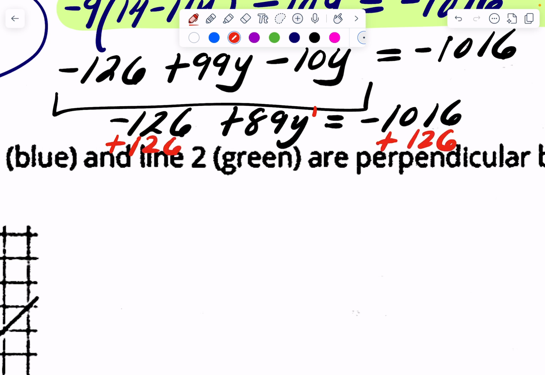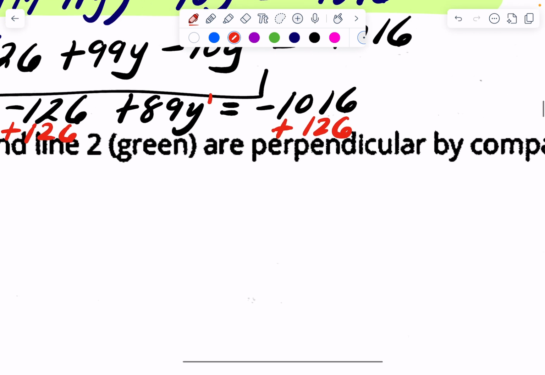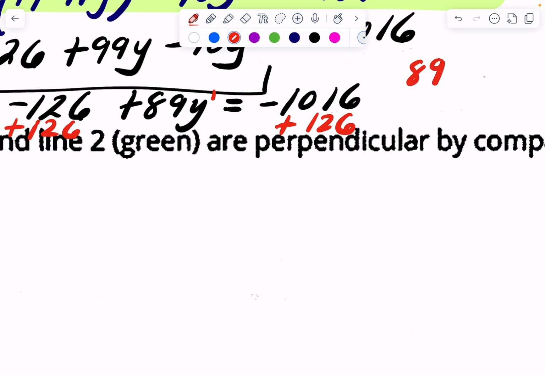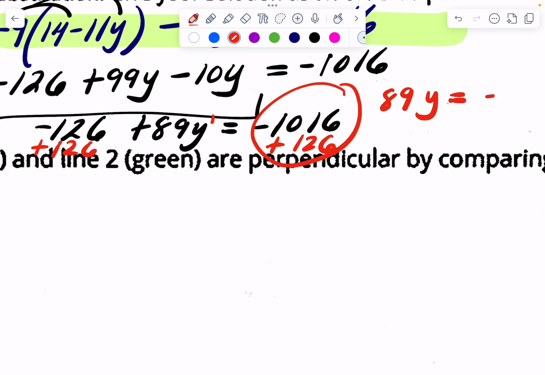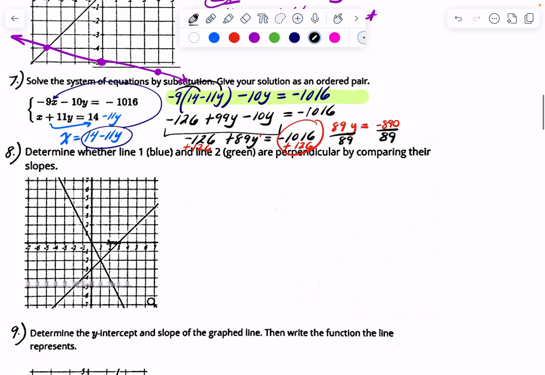So I'm going to take my calculator and go -1016 plus 126. I'm going to write it down. So I have 89 y's equals, when I added these up, I got -890. I'm just solving for y. So I divide by 89, and I get -10. Y equals -10.